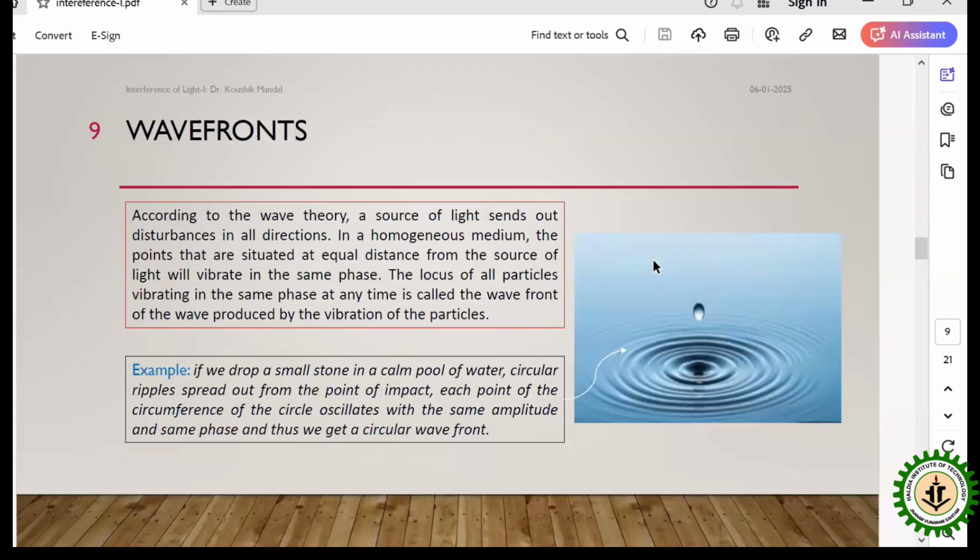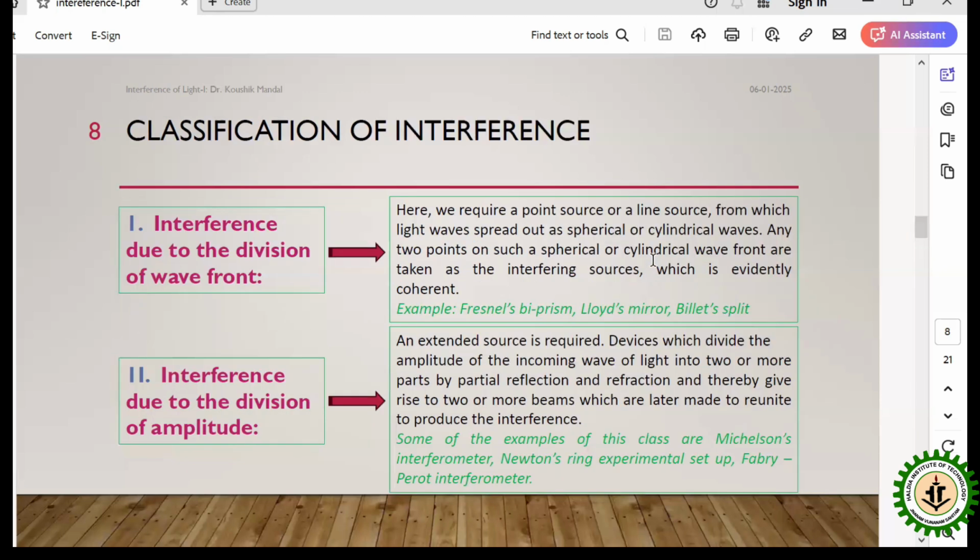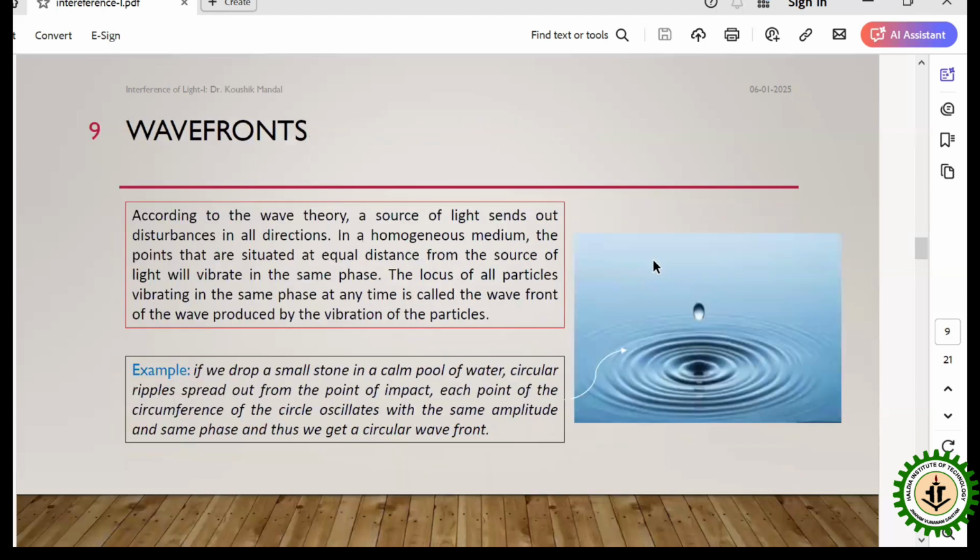Okay, what is wavefront? Before going to the more details about the interference due to the division of wavefronts, I am talking about the wavefronts. So, what is the wavefront? According to the wave theory, a source of light sends out disturbance in all possible directions, all 3D directions. So, in a homogeneous medium, the points that are situated at equal distance from the source of the light will vibrate in the same phase.